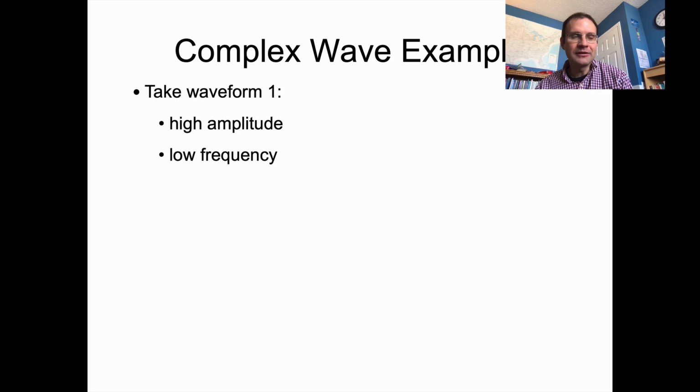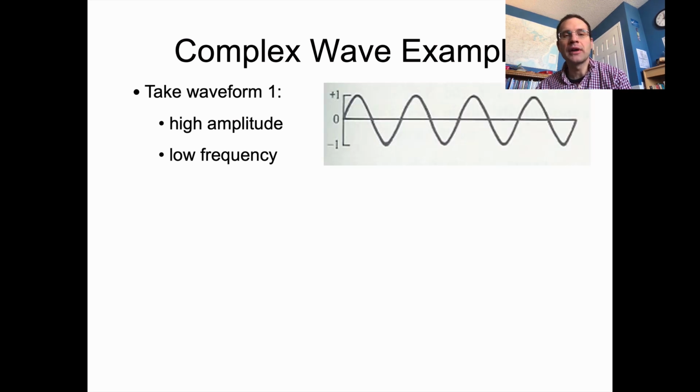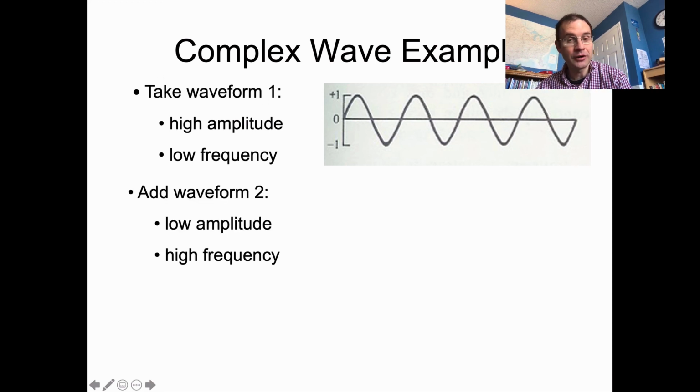So in graphical form, we've had this example where we take one waveform with high amplitude and low frequency. This one goes up to +1 at its peak, down to -1 at its lower peak, or its minimum, I guess you would say. And it repeats 4 times over this little window of time. We'll say maybe it's a second, so that would make it 4 hertz, right? It repeats 4 times in 1 second.